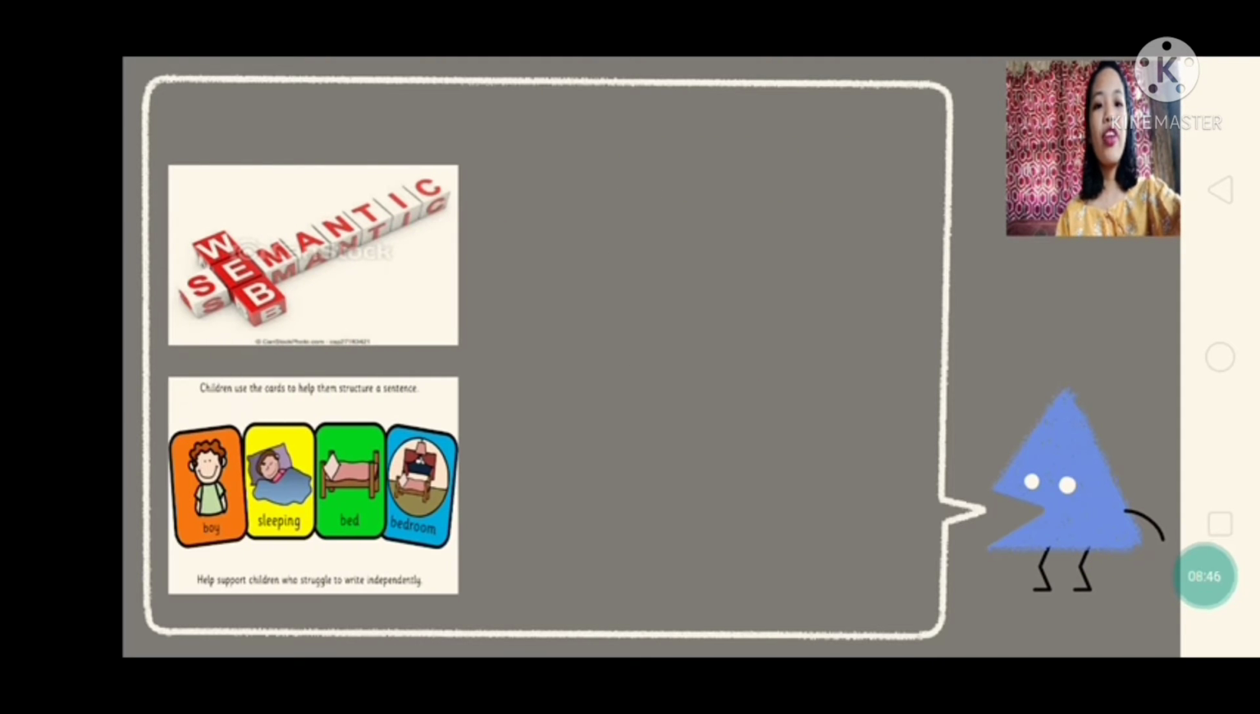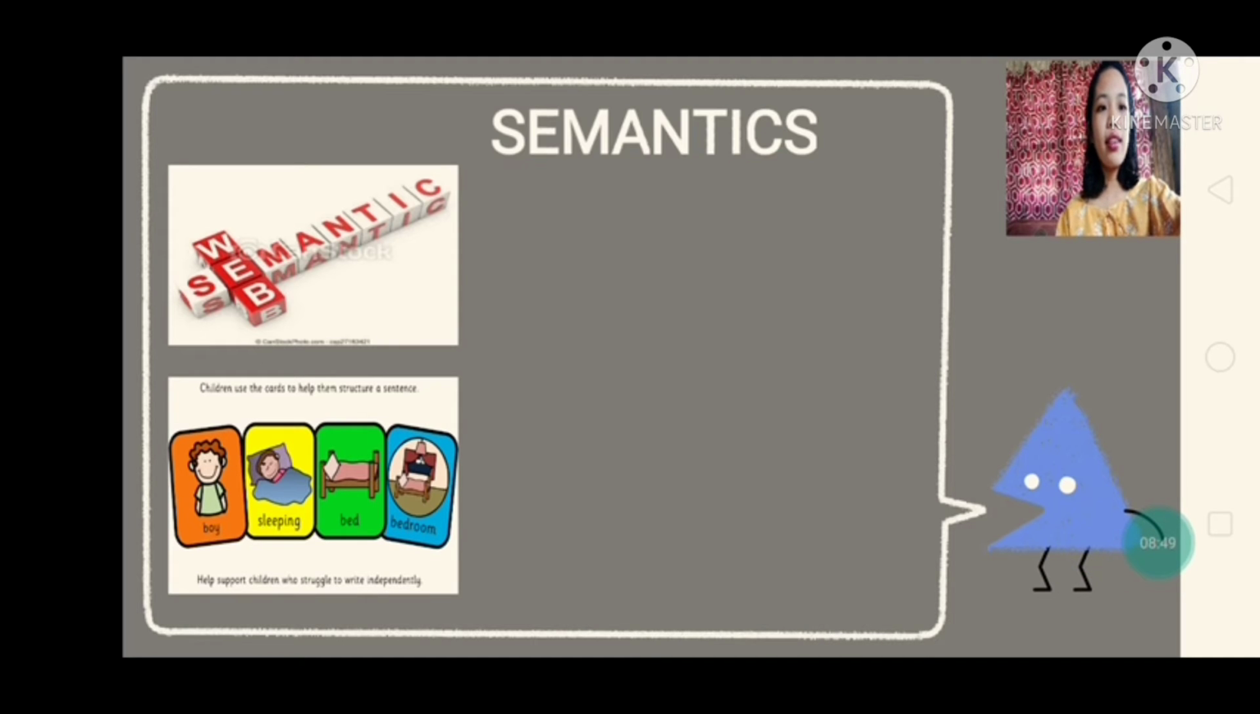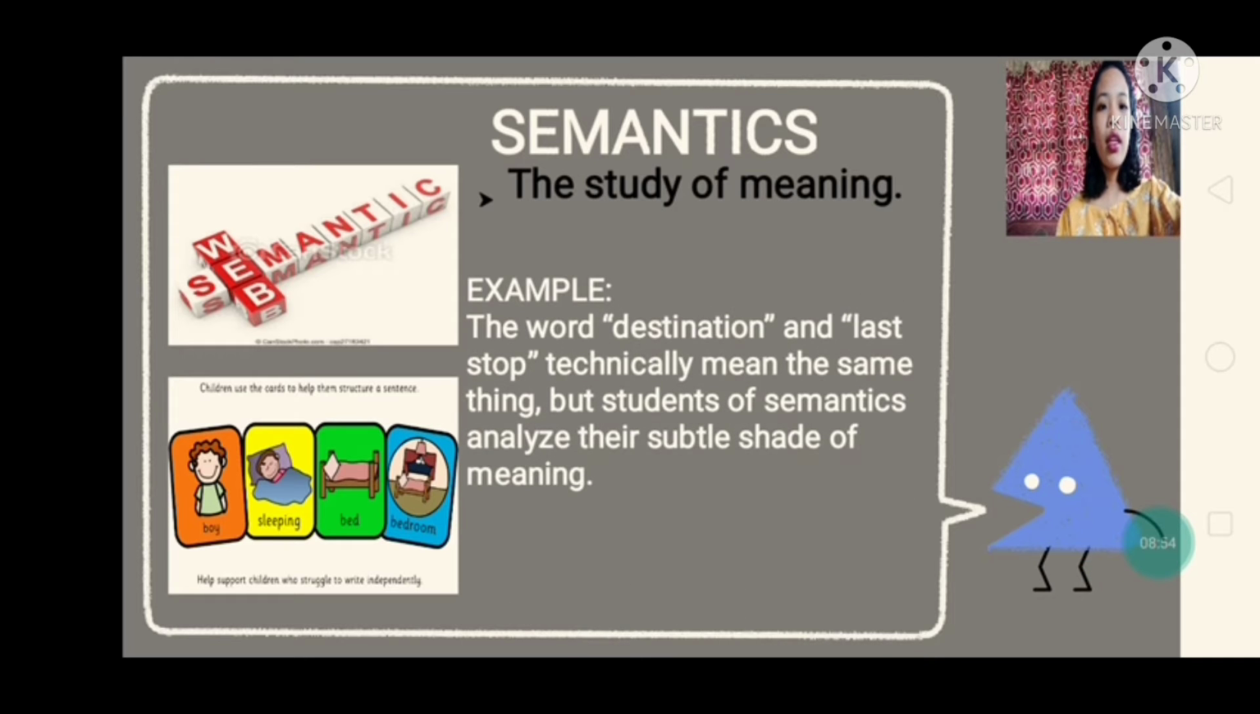Another, we have here semantics. So, semantics is the study of meaning. So, example, the word destination and last stop technically mean the same thing, but students of semantics analyze their subtle shade of meaning. So, yung semantics pala is they are defining kahit parang figure of speech, halimbawa is dead end and the end of the road, which has the same meaning.